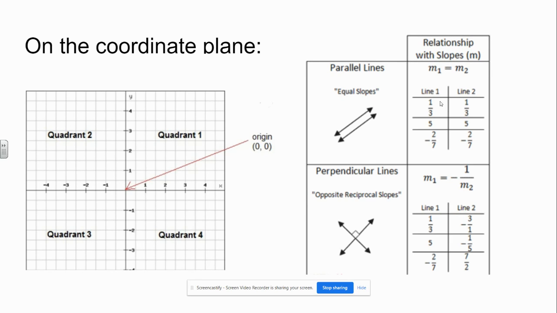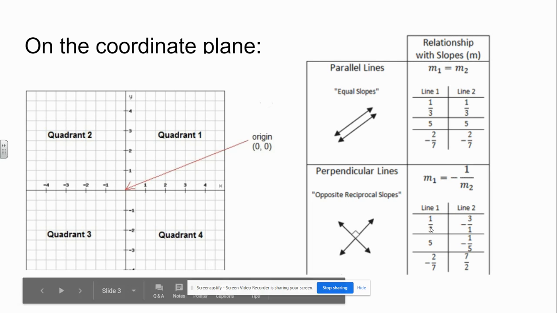So this is an example of two lines that have equal slopes. Now perpendicular lines are going to have opposite reciprocal slopes. So that's like negative reciprocal slopes. So the first example is 1 over 3. Now the reciprocal just means I'm going to flip this fraction. So instead of 1 over 3, I'm going to make it 3 over 1. Okay, so those are called reciprocals.